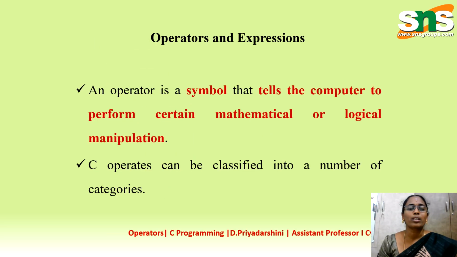What is an operator? An operator is a symbol that tells the computer to perform certain mathematical or logical manipulation. C operators can be classified into a number of categories, which we discussed in the previous slide. Operators are special symbols that operate on operands. Operands are either values or variables.